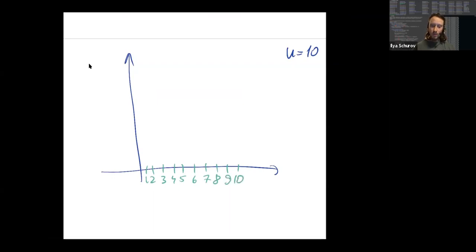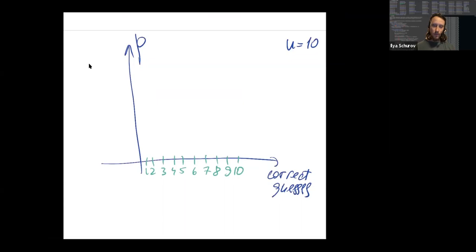So it is possible that I have from 0 to 10 correct guesses. And again, here is the probability. And okay, what about n equals 10? What is the probability to get 10 out of 10 guesses? It is actually extremely small.